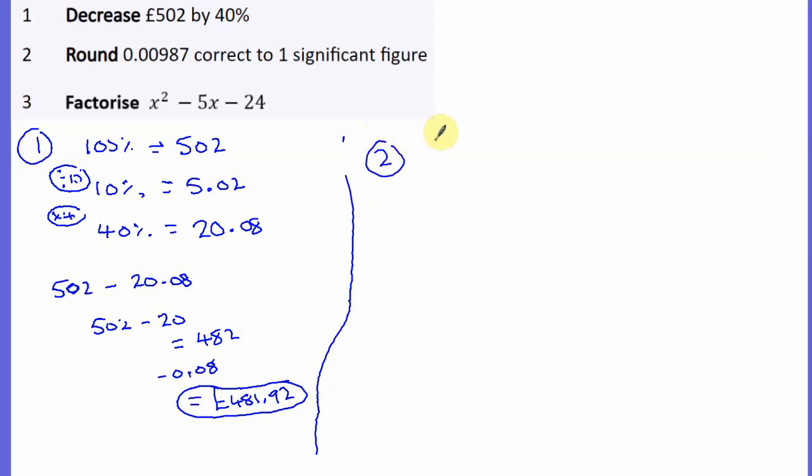Question 2, rounding this to the nearest significant figure. So if I write the number out again, my first significant figure is going to be this one here, the 9. So we need to look next door. This is going to tell us to round up the 8 because it's 5 or larger. So it's going to be 0.0. This would round up, but when this rounds up, it affects this place value column. So that will change it to 0.01.